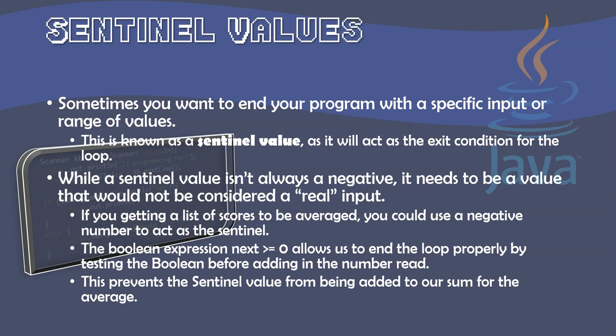Let's say, for example, we're getting a list of scores that are going to be averaged. Well, we can use a negative number to act as that sentinel value because maybe those scores are all going to be numbers from 0 to 100. The Boolean expression would be, let's say, next is greater than or equal to 0. So we're going to look to see, hey, these are positive numbers. And if it's not positive, we want to end the loop properly by testing that Boolean before we add the numbers to be read. This, of course, prevents that sentinel value from being added to the sum for the average.